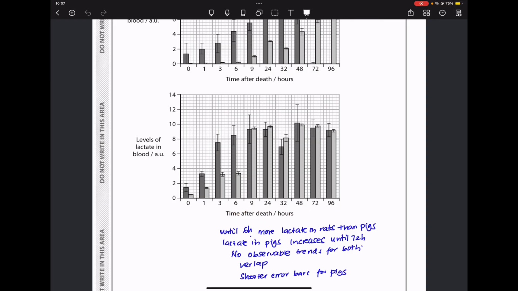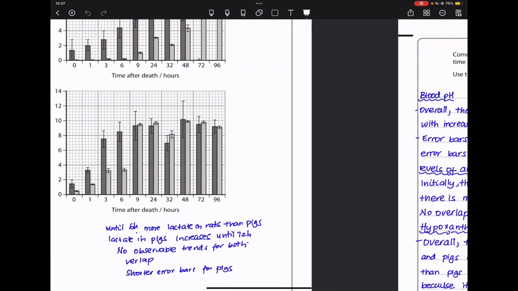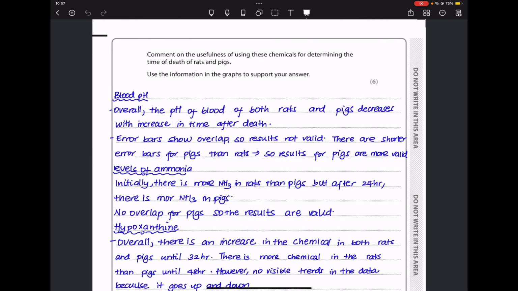Error bars were placed, which means the experiments were repeated, but there is some overlap. Even at different times of death, like 9 hours after death and 24 hours after death, we see there is overlap between these. So here they say comment on the usefulness of using these chemicals for determining the time after death of rats and pigs. Use the information in the graph to support your answer.